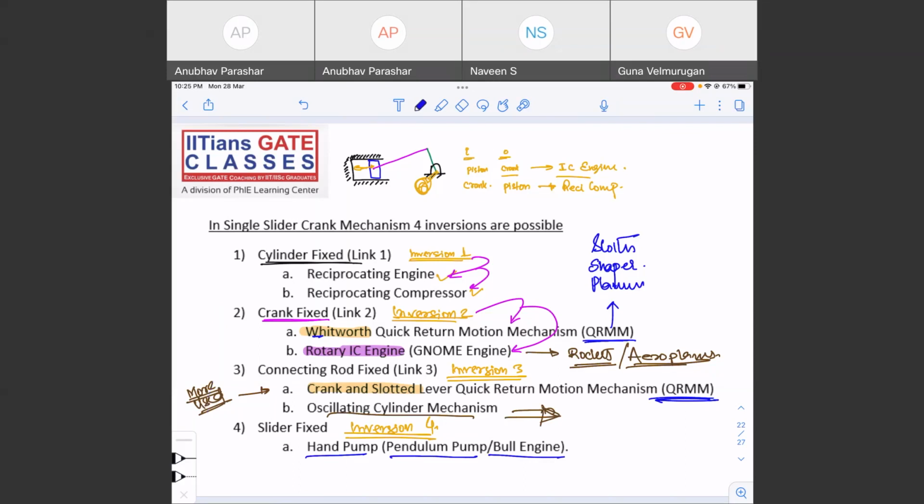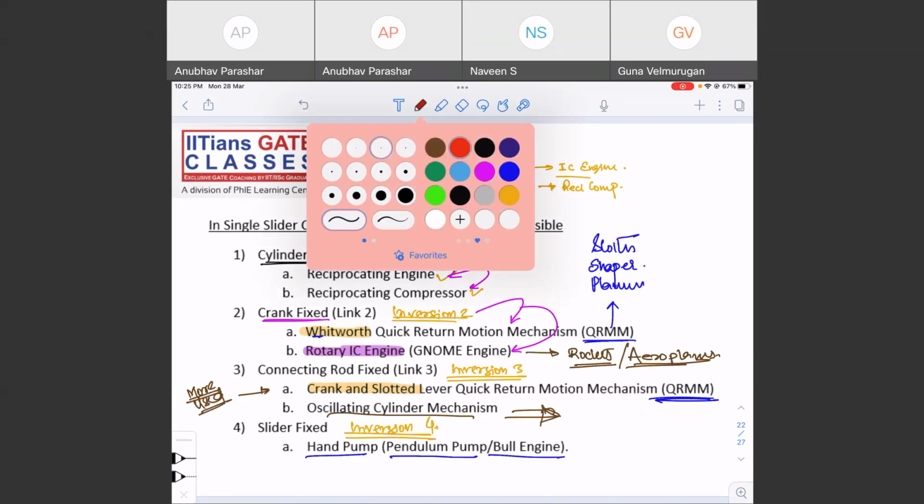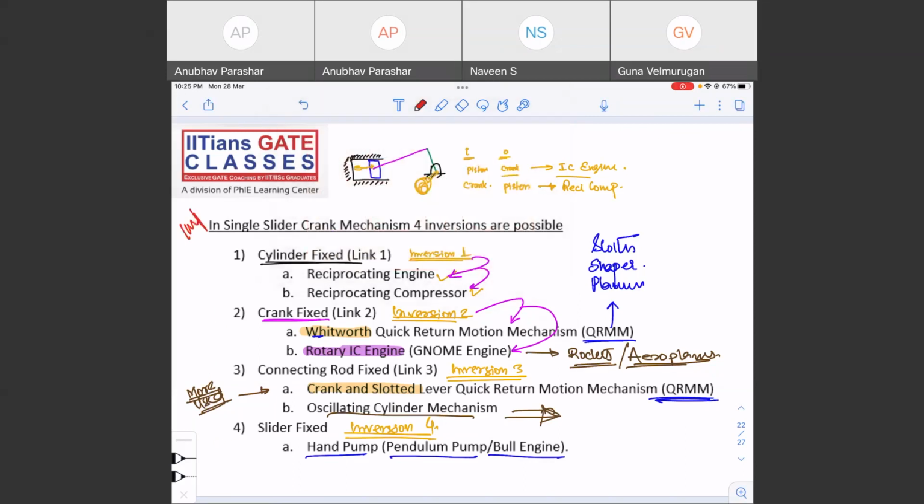This is a very important slide. A lot of questions are asked from this slide. Please refer to this slide before going. There are very good chances of you getting questions from here.